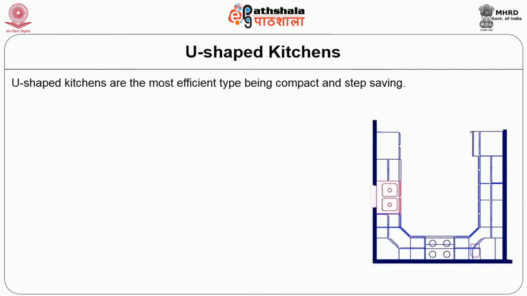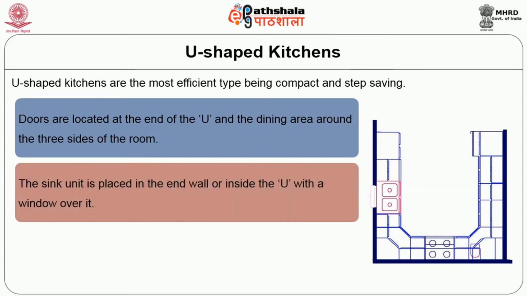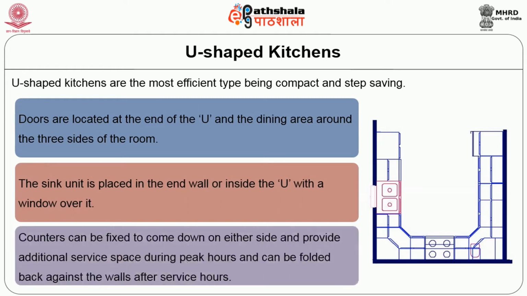As you see in the diagram, doors are located at the end of the U and the dining area around the three sides of the room. The sink unit is placed in the end wall or inside the U with the window over it. Counters can be fixed to come down on either side and provide additional service space during peak hours and can be folded back against the walls after service hours.